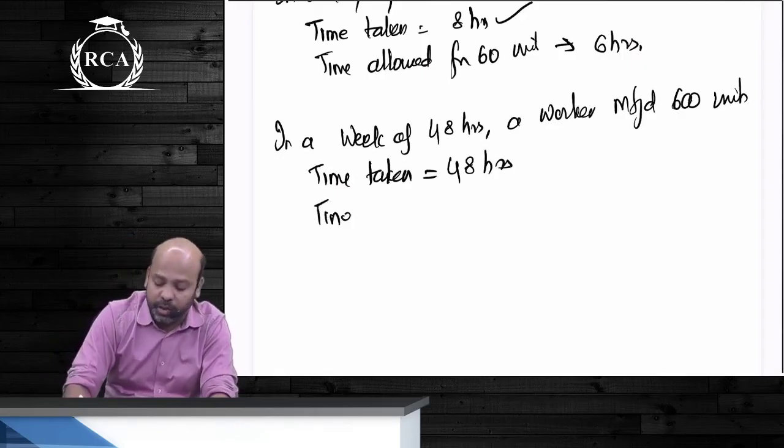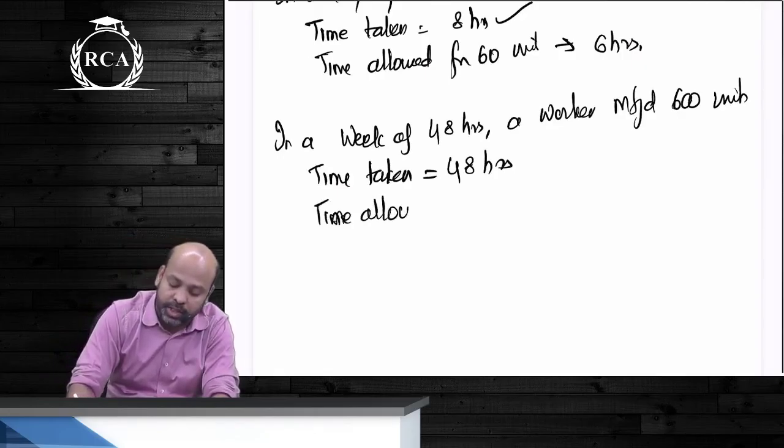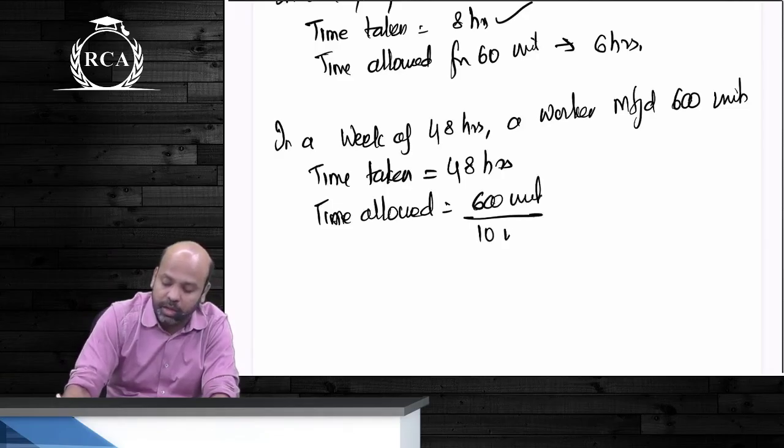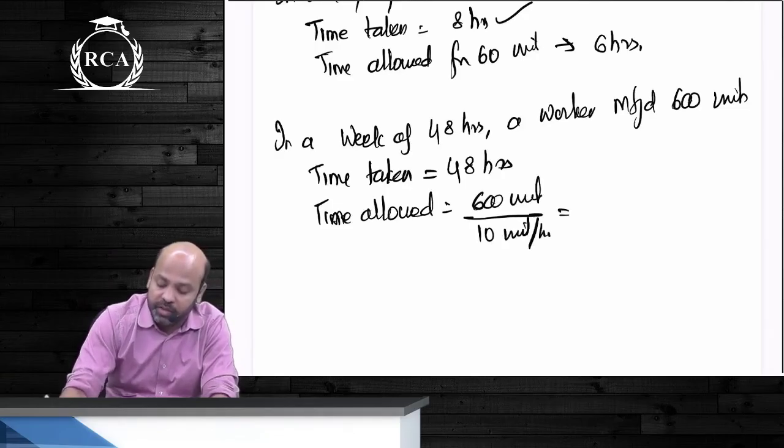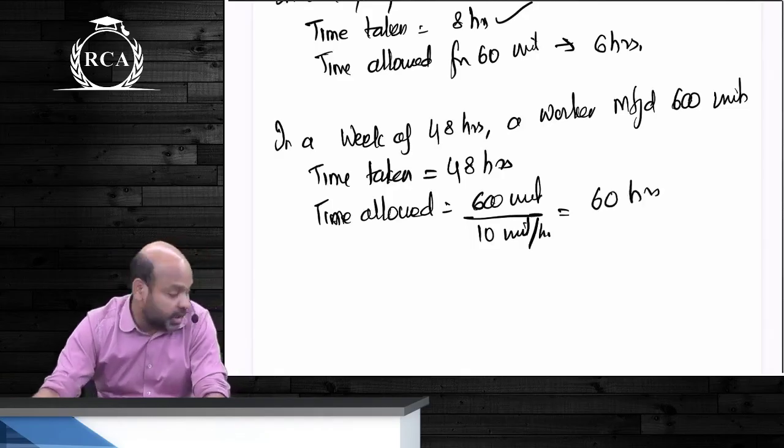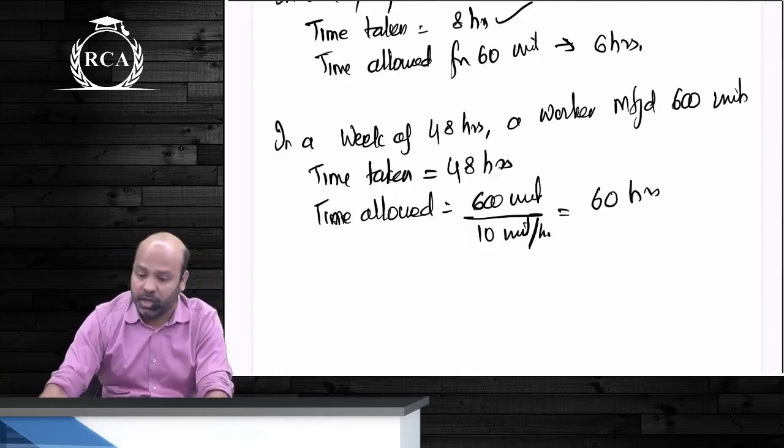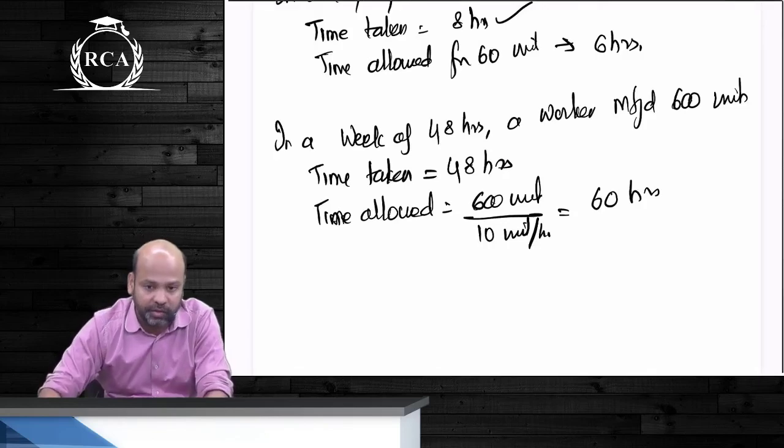Time allowed, but if I go by the same details that I gave you earlier, कितना हो जाएगा? 600 units, 10 units per hour. So it will be 60 hours. By working for 48 hours, the worker has manufactured an output which is worth 60 hours. Are we all clear about this? Yes or no? Question number 3.